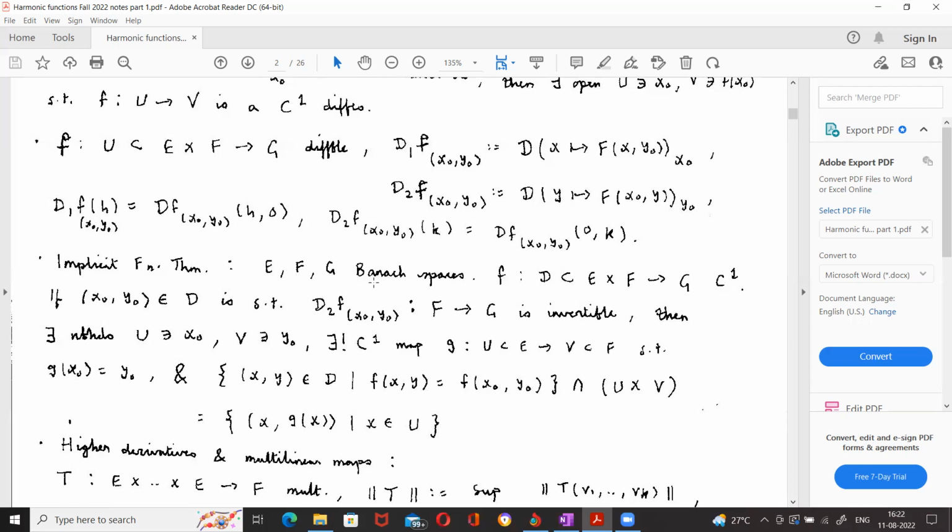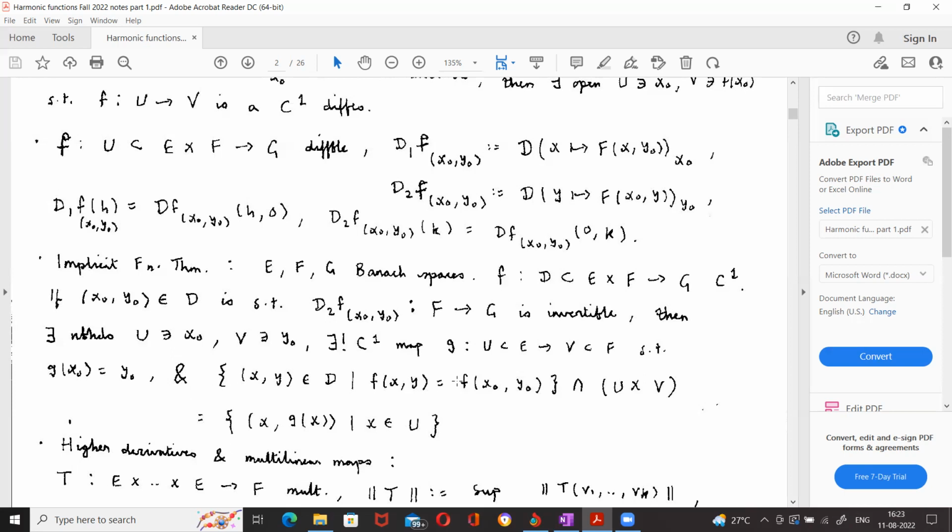So if E, F, and G are Banach spaces, and f from an open subset D in E cross F to G is a C1 map, then if I take a point x0, y0 in D, such that the second partial d2f, which is a linear map from F to G, is invertible, then there are neighborhoods U containing x0 and V containing y0. And there is a unique C1 map, little g, from the neighborhood U to the neighborhood V, such that g of x0 is y0. And the set of points x, y in D such that f of x, y is equal to f of x0, y0. In other words, a level set of f passing through the point x0, y0.